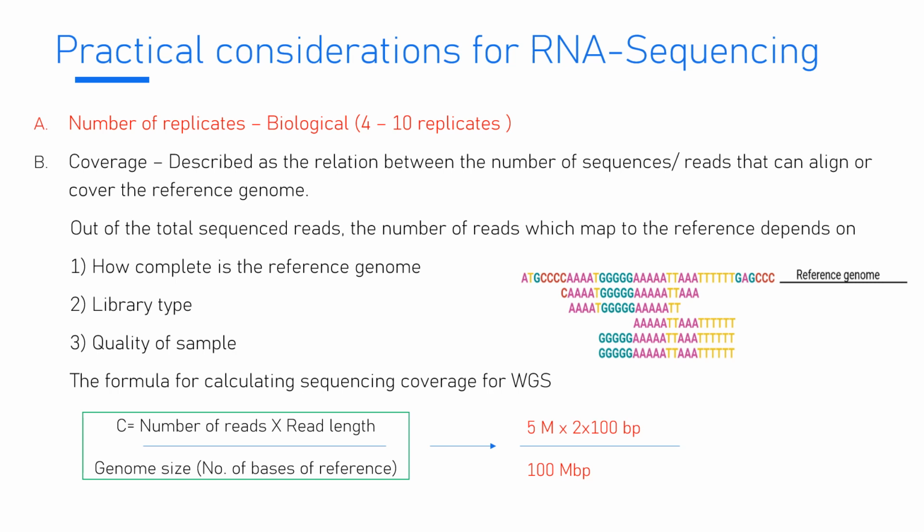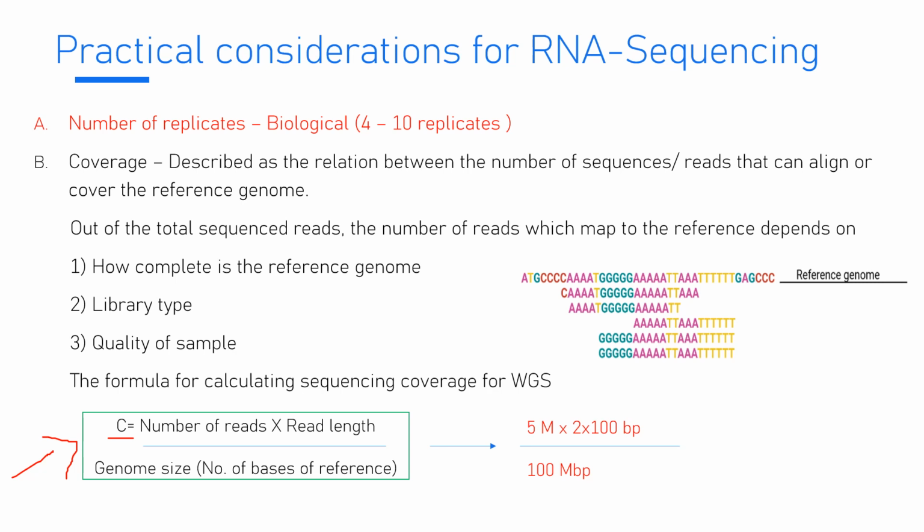In this example, it is the calculation for whole genome sequencing, where we are using the Lander-Waterman equation, and C here stands for coverage. It can be calculated as the number of reads times the read length divided by the genome size.